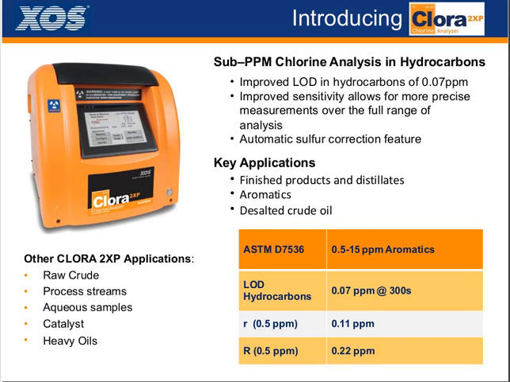And this Chlora 2XP is an improvement over our current Chlora. So you can see here, this is basically mostly the same stuff, but you can see the improvement for the numbers as far as the limit of detection goes, and then your repeatability and your reproducibility. Here we have the numbers listed at 0.5 ppm. What we're really trying to stress here is that with the improved LOD of 0.07 ppm at 300 seconds, we can achieve a much tighter statistical precision at low levels, even at 0.5 ppm.